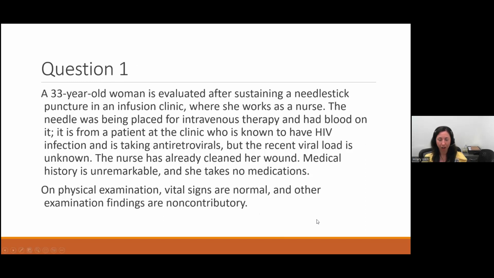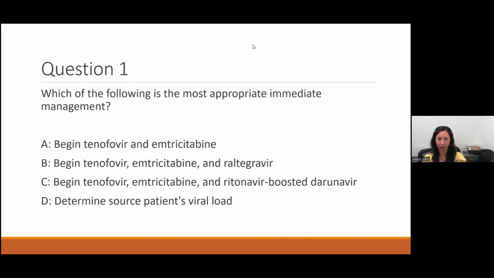Okay, so we have our first question here. I'm not going to reread it, but I'll let you guys skim it. And then these are our answer choices. Let me know if anyone wants to go back to the stem again.